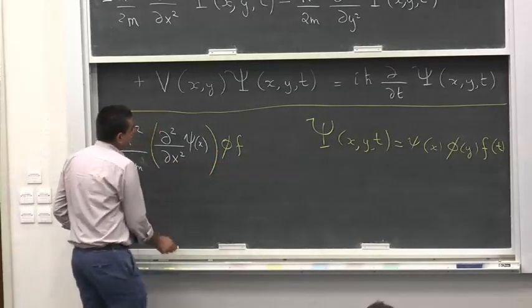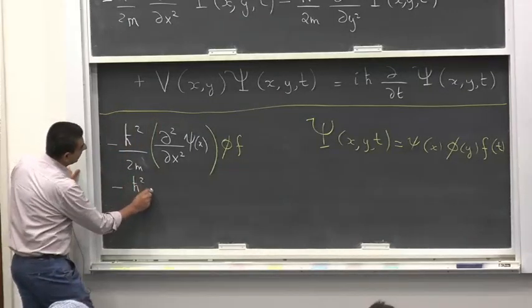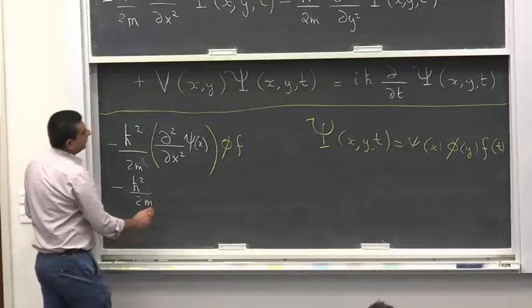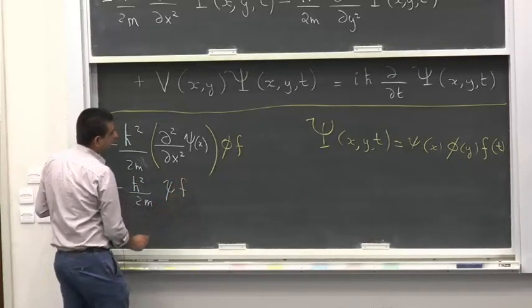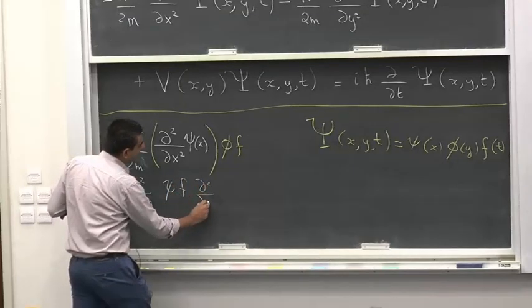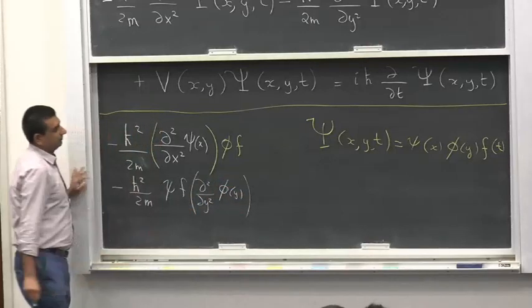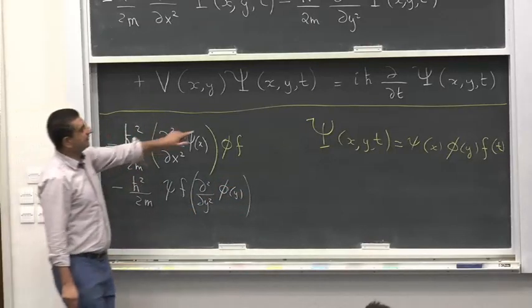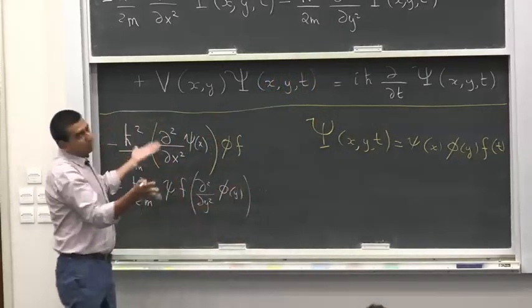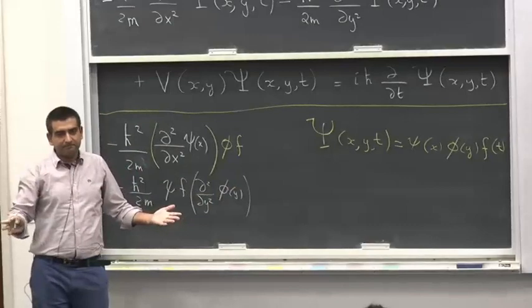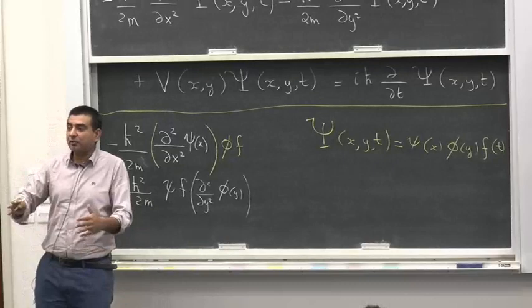Plus, the second term is minus h bar squared over 2m. Now psi and f come along for the ride, and I have partial squared over partial y squared of phi, which is a function of y. This is the second term over here. Plus, now inside the well, the potential energy is 0. Outside the well, the wave function is 0 because the particle can't go outside the well.